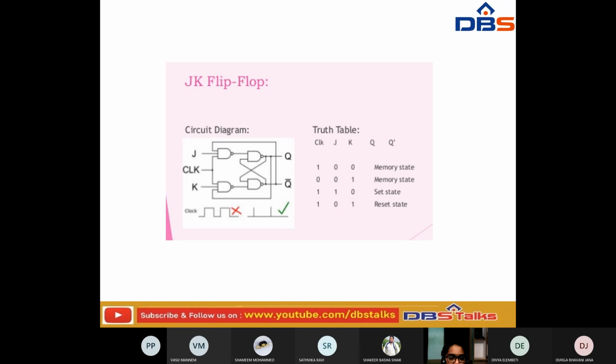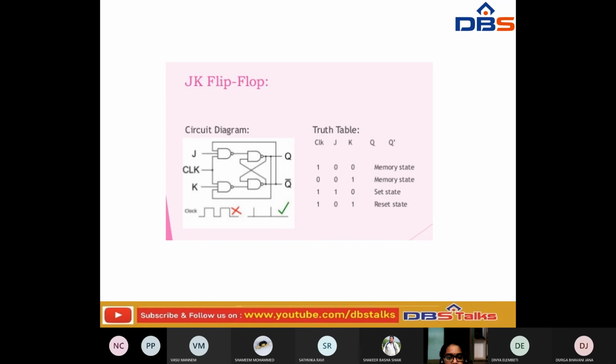So if you have observed this JK flip-flop, this is the circuit diagram for the JK flip-flop. This is the clock signal. This is the J and this is the K. So this is 1 0 0 0 1 1 and 1 0. So 0 0 0 1 1 0 0 1.